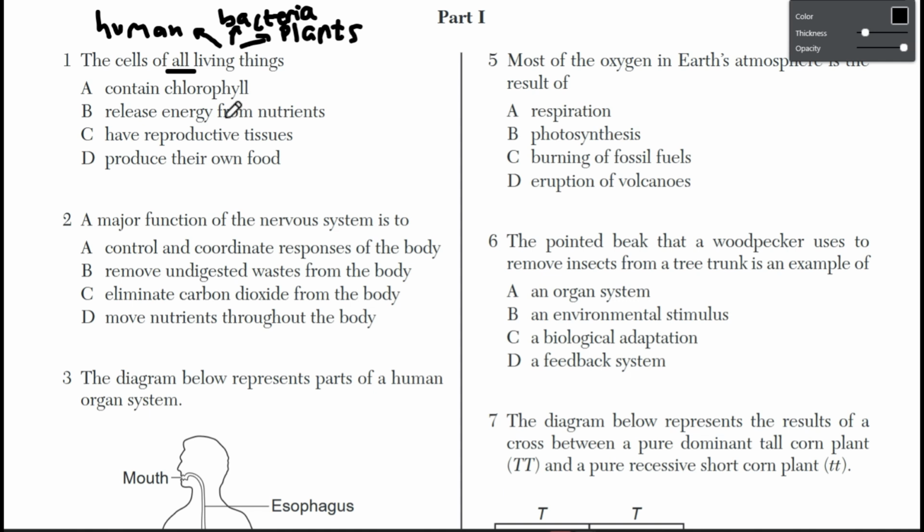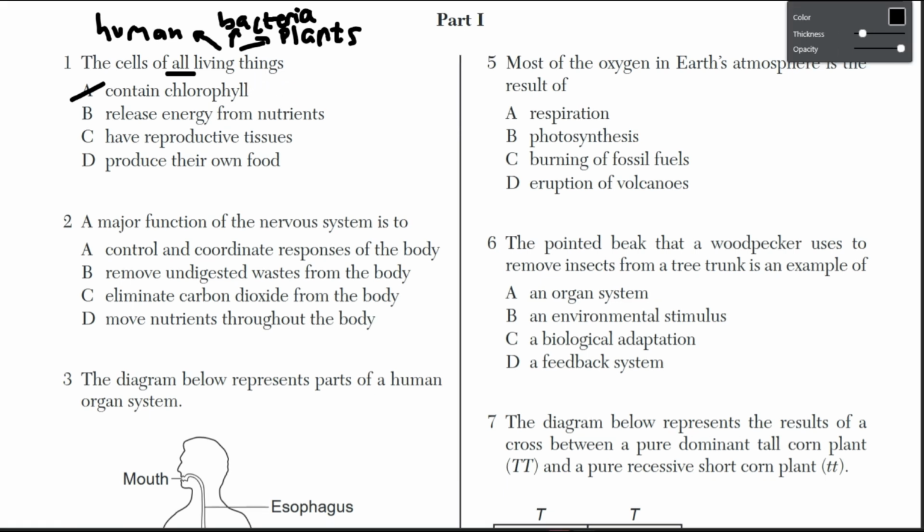So for A, contain chlorophyll. Well, there are some living cells that contain chlorophyll. Humans are not one of them, though. Plants are one of them, and some bacteria have chlorophyll as well, but not all. So this one cannot be correct because it doesn't fit the bill of all cells.